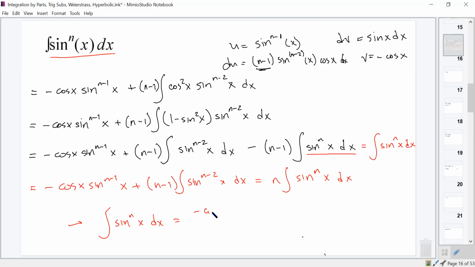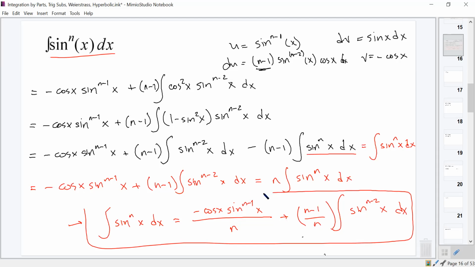So that's negative cosine x sine to the n minus 1 of x over n plus, if I'm dividing this thing by n, I can just divide the constant out in front by n. So plus n minus 1 over n integrals of sine to the n minus 2 of x dx. And this is what we call the reduction formula. Any questions on how we developed that?